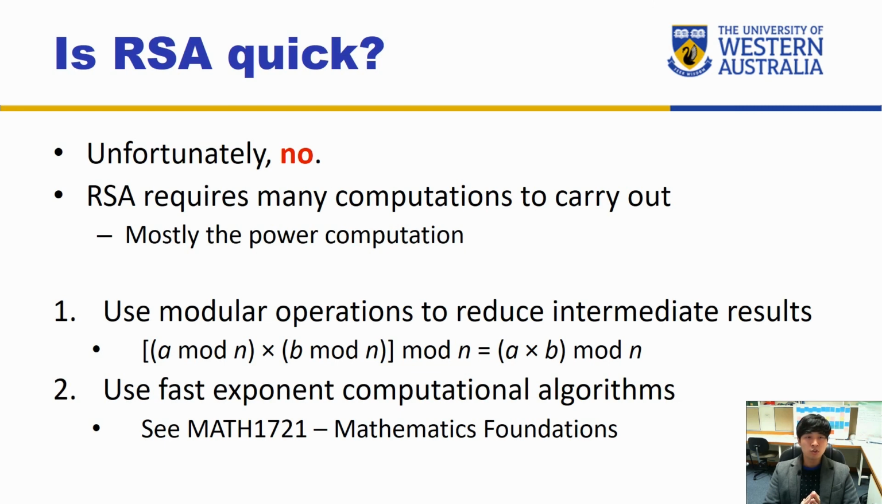So using modular operations to reduce intermediate step results can kind of speed it up, just like reverse fast exponent computation. However, this is not sufficient to speed this up substantially. The second point is to use the fast exponent computation algorithm, as in Math 1721. However, those also have limitations.